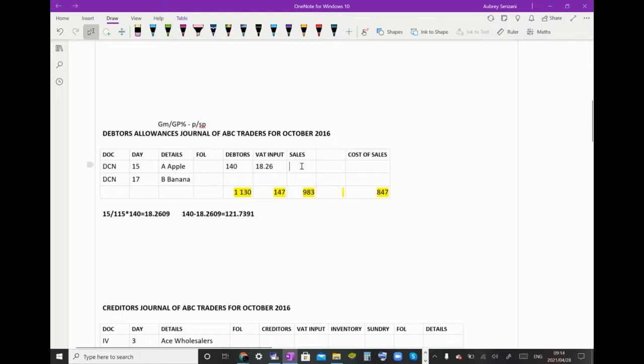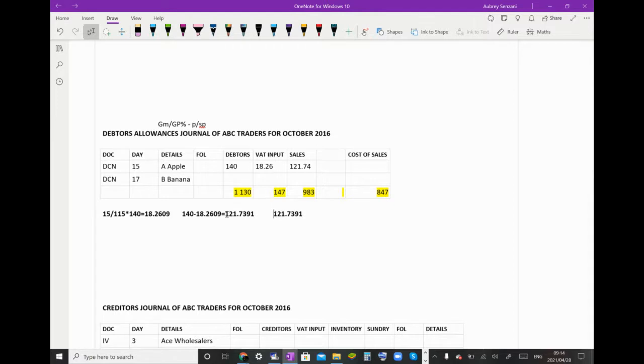Okay. This, you could also call this sales returns if you wanted to, because it is sales returns. It's what the customer is now returning back to us. Okay, 7.4. Okay, right. And then obviously now we need to calculate the cost of sales.